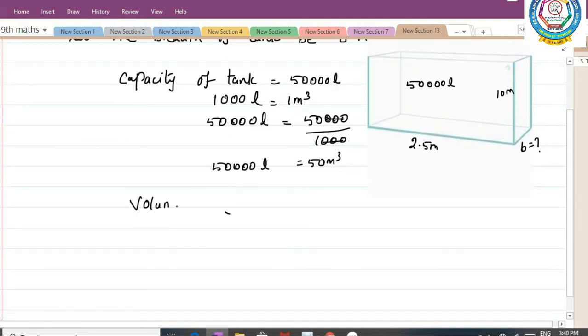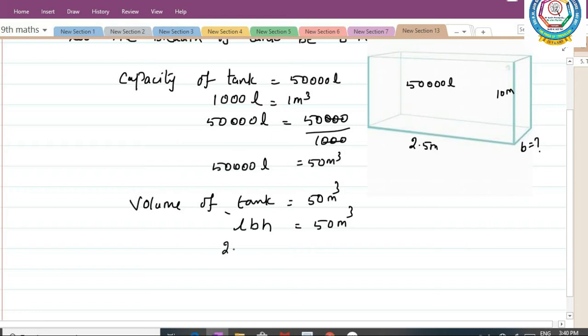So the volume of the tank. Why am I taking volume of the tank here? If capacity is given, we can take liter, but if you are taking volume, that is meter cube, because we have 50 meter cube. So the volume of the tank, what's the formula? It is a cuboid. What is the volume of a cuboid? Length into breadth into height, that is equal to 50 meter cube.